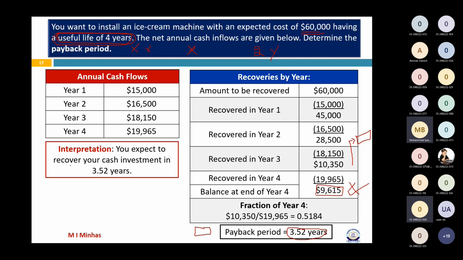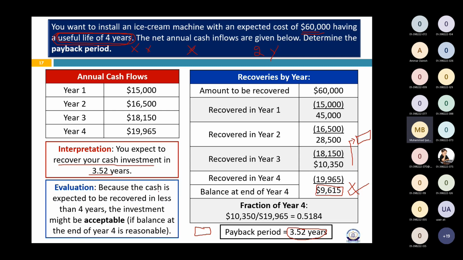So generally speaking, you expect to recover your cash investment within this much time. So now evaluation: because the cash is expected to be recovered in less than 4 years, the investment might be acceptable, obviously. The balance at the end of 4 years is something not to be considered in the payback period. However, please note it down, I'm going to ask this in the coming quiz in the next class. If we get a payback period of, let's say, 4.1 years, will you accept this project or not?